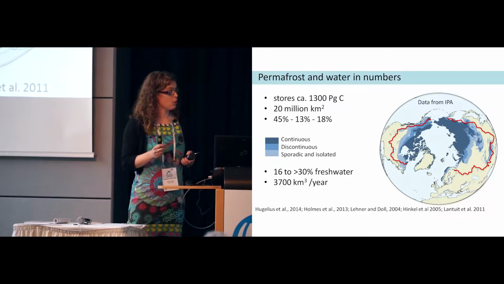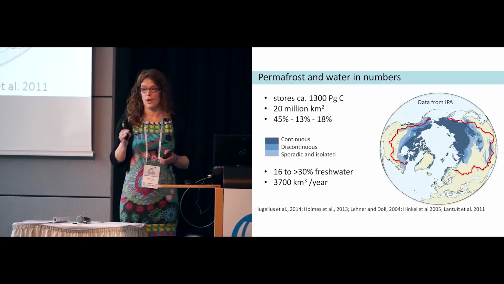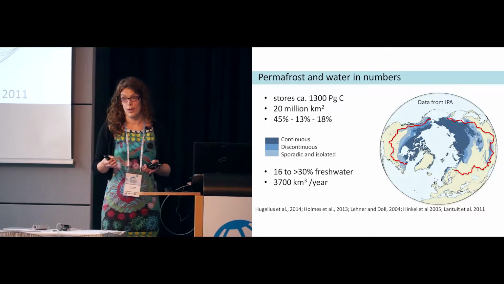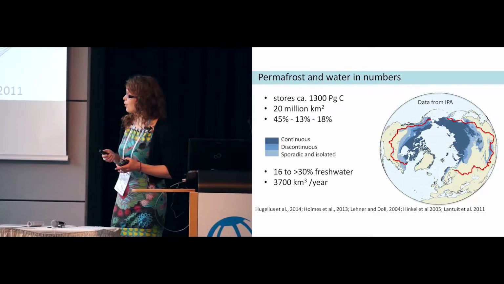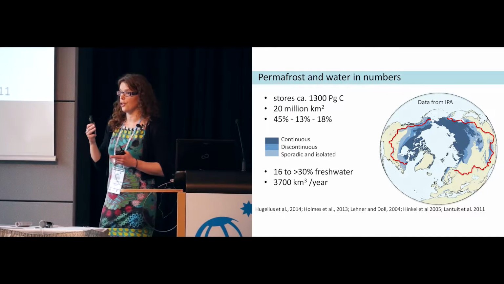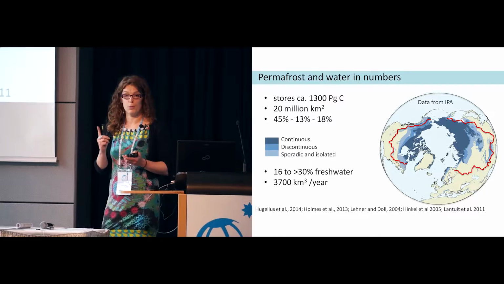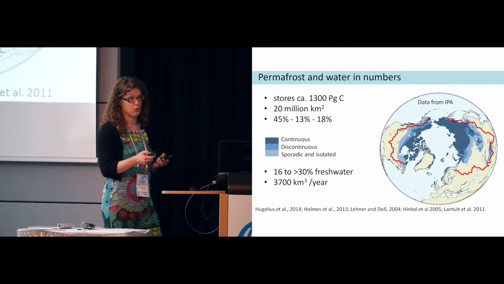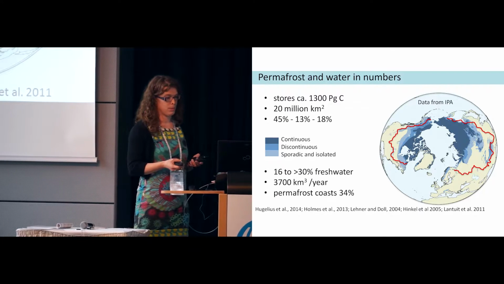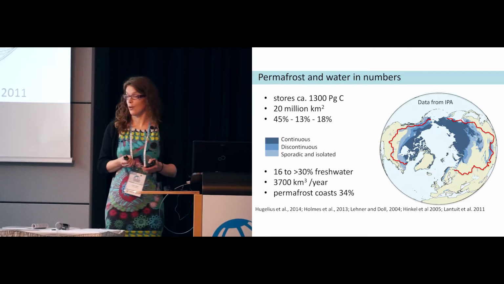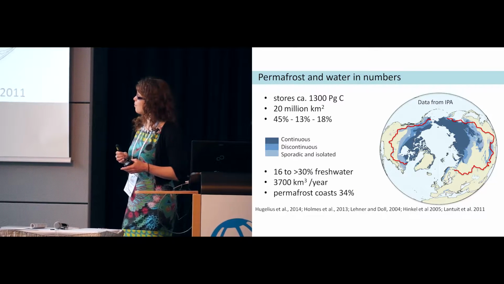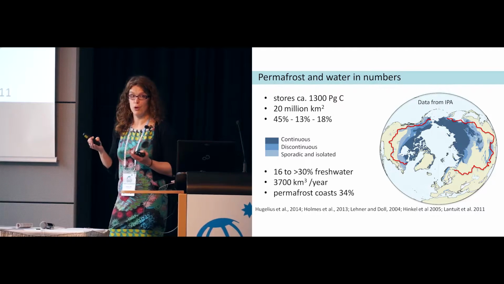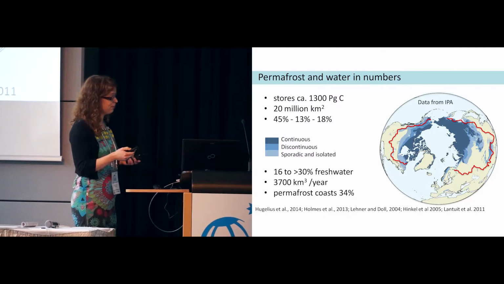All the Arctic rivers combined in this watershed drain 3,700 cubic kilometers to the ocean every year. That's about 10% of global discharge, but it's discharged into an ocean volume that's only 1% of global ocean volume. So the rivers have a very big impact in this ocean, relatively speaking. And the coastlines of this Arctic Ocean watershed consist mostly of permafrost, and these are about 34% of all the coastlines in the world.